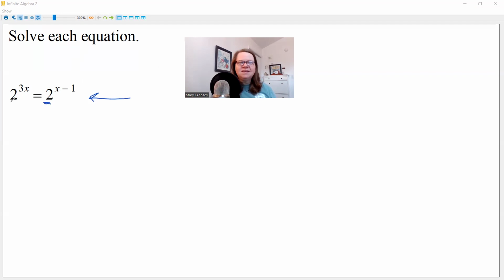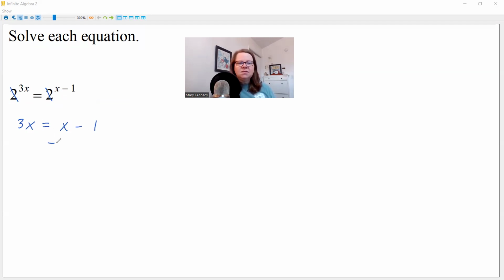If the bases are the same, which they are here, that's really nice. You don't have to do anything except recognize that that means that the exponents must be equal if the bases are equal to each other. So we'll take this and we'll simply ignore the bases for now. And we'll say, well, 3x is equal to x minus 1, and we'll solve that equation.